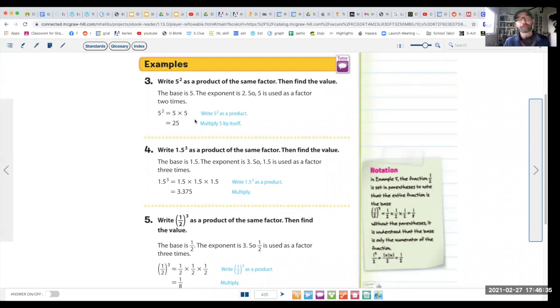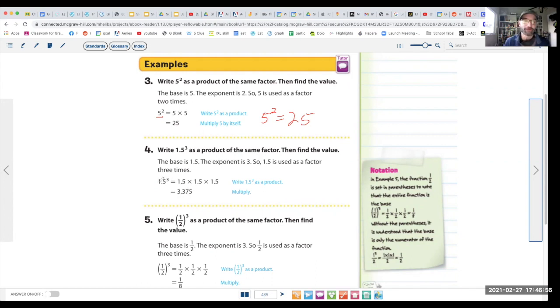And now you got to figure out what these things actually are. What is the answer? So here they give you an example of 5 to the second power, which is 5 times 5. And you know that 5 times 5 equals 25. So you could write that 5 to the second power, or 5 squared, equals 25. Easy peasy. Now look, sometimes you have to do it with decimals.